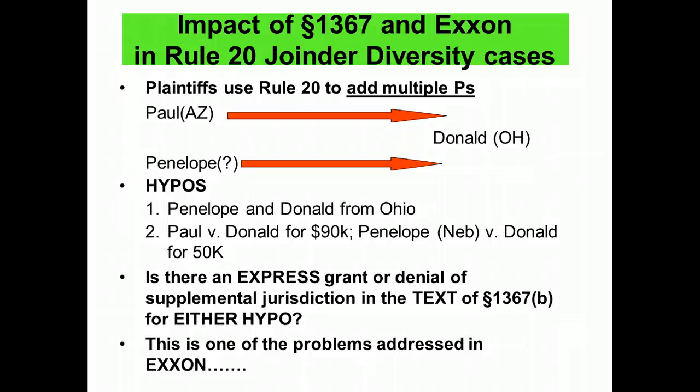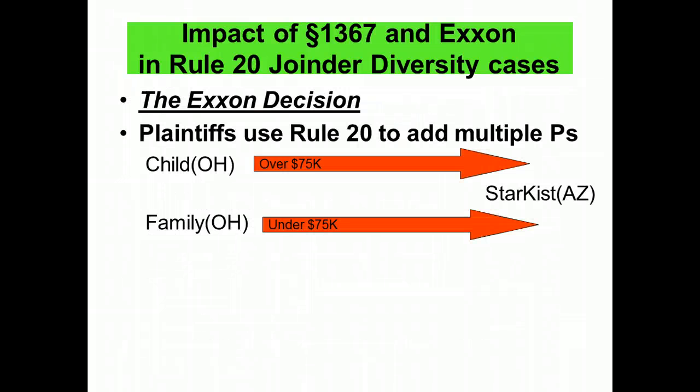This is one of the problems that's actually addressed in Exxon. One of the suits that's joined here in this case is that very situation, where we have plaintiffs using Rule 20 to add an additional plaintiff against a defendant. In our variation here in the Exxon decision, the Exxon case, the second plaintiff fails the diversity rules because they fail the amount in controversy requirement, not the citizenship requirement. And that's important to remember as you're reading through the decision.